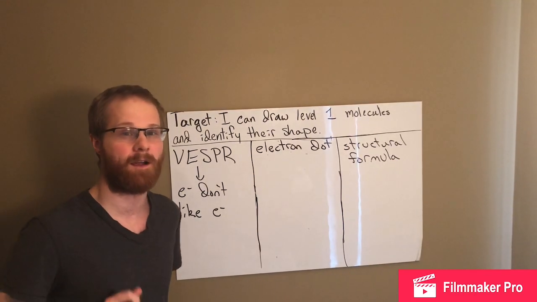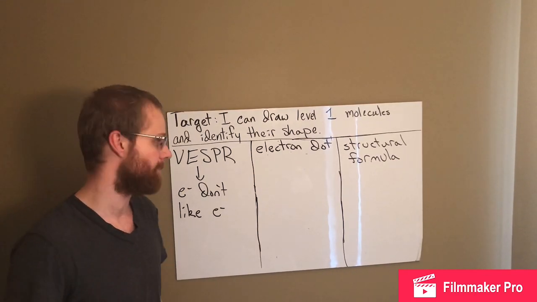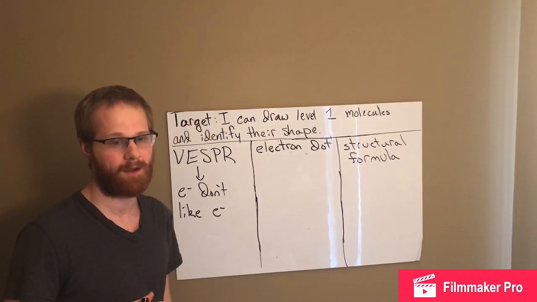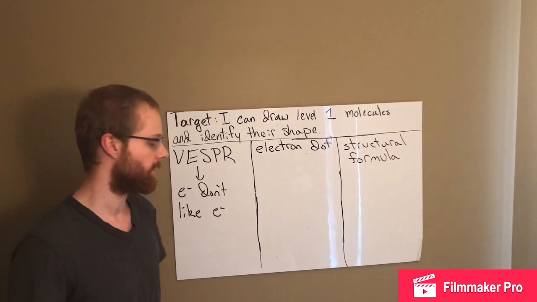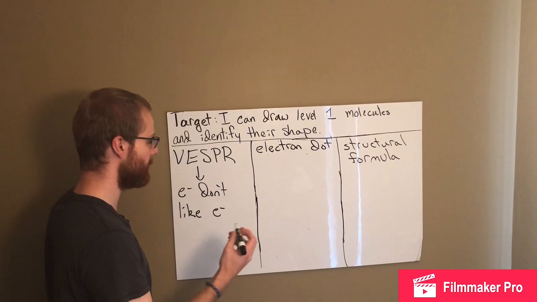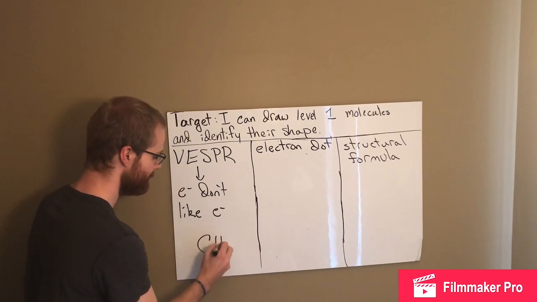Hey folks, this will be our third practice problem for today. We're going to be talking about something called tetrahedral, and the example problem we're going to be doing is CH4.